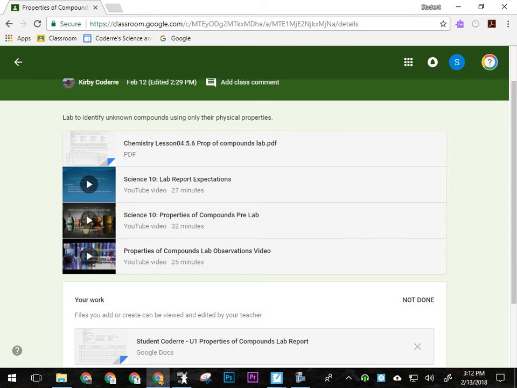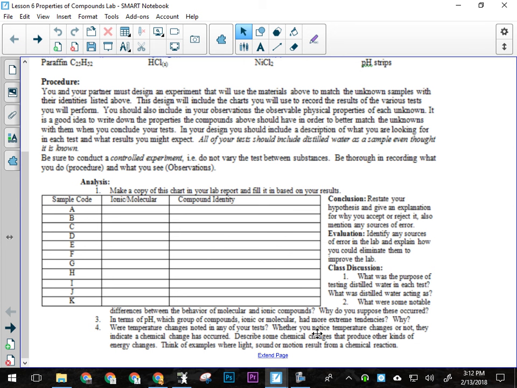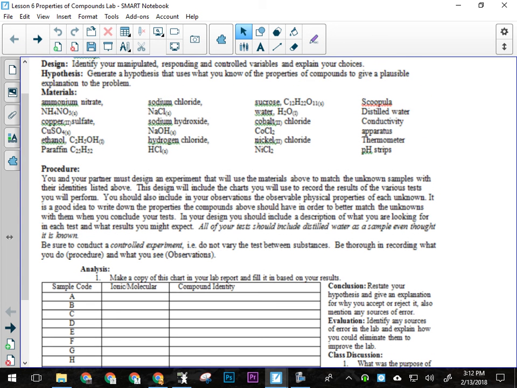Now, in terms of the analysis, you need to figure out which sample is what unknown compound. Your list of possible identities is up here in the materials section. So what you need to do is look at your observations and see which observations fit with, let's say, sodium chloride. We all know what sodium chloride looks like. It's table salt. It's a white crystalline solid. It dissolves easily in water. It's got a fairly neutral pH, it's not going to be like 1 or 14 or anything like that. It's going to be around 5, 6, 7, somewhere in there.